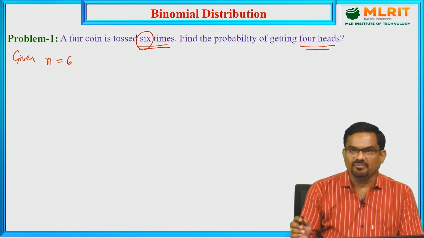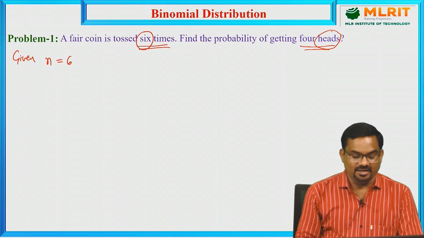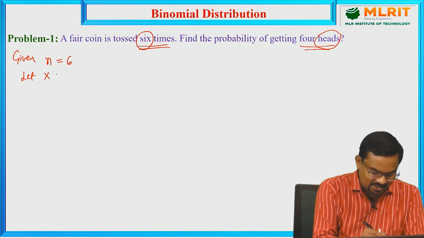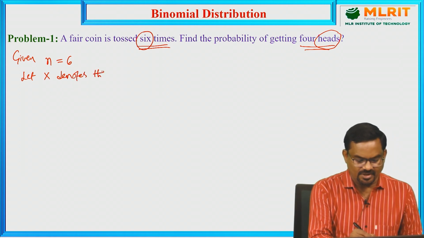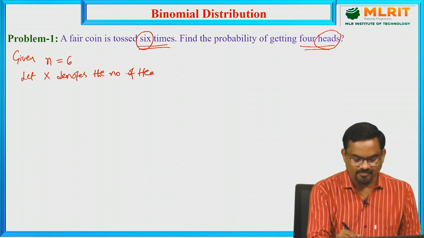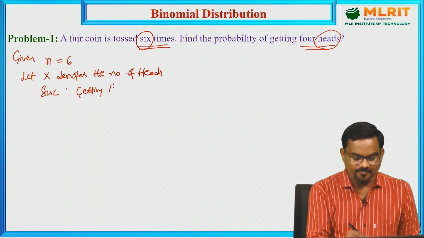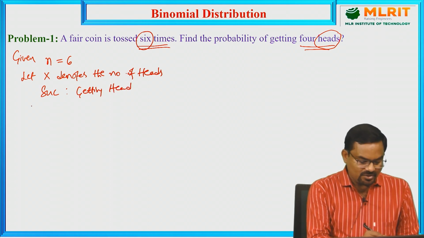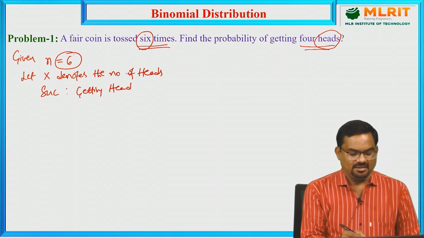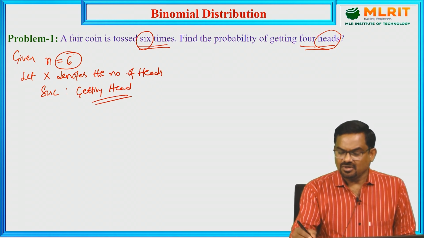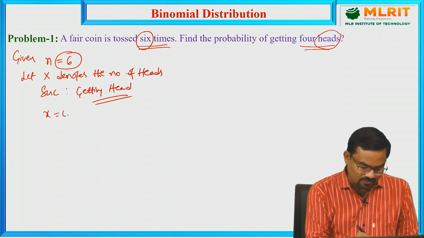And what is the probability of getting 4 heads? So here the problem is regarding the result head. So let capital X denote the number of heads, and here success is getting head. So out of 6 times, how many times we get success? That's the question. So out of 6 times, we need to find the probability of getting 4 heads. So x equal to 4.